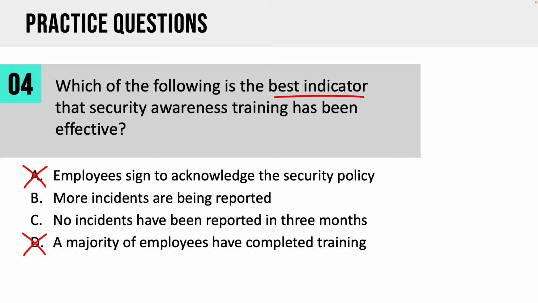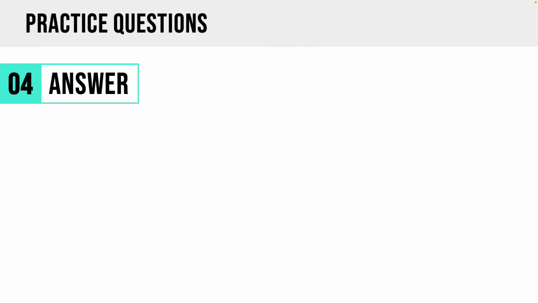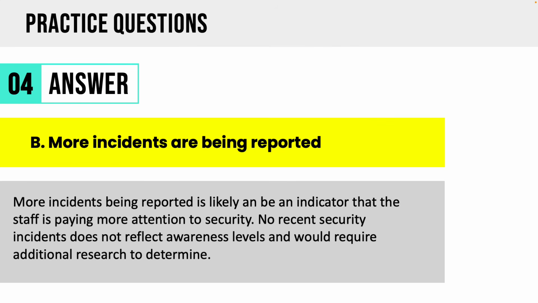So the options are B, more incidents are being reported, or C, no incidents have been reported in 3 months. One of these is objectively better than the other. Which do you think it is? The answer is B, more incidents are being reported. That's likely an indicator that the staff is paying more attention to security. Now, no recent security incidents does not reflect awareness levels. We might just be getting lucky. It would actually require additional research to determine for sure.